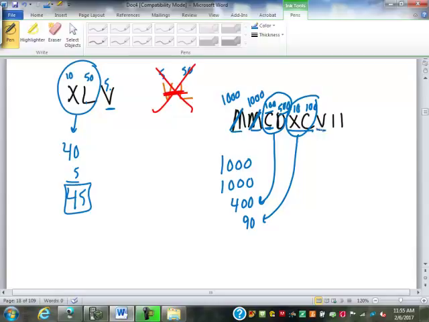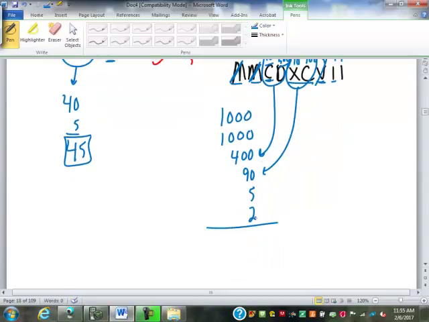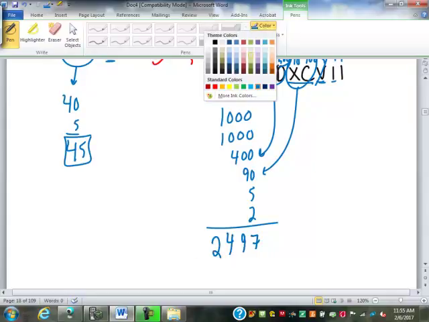So we've got the V here, that's 5. The next digit's an I, is 1. So that V, value of 5, can be brought down. Then we just got 1 and 1. So I'm just going to put those in together as a 2. So 5 and 2 is 7, 9, 4 and 2. So 2,497.